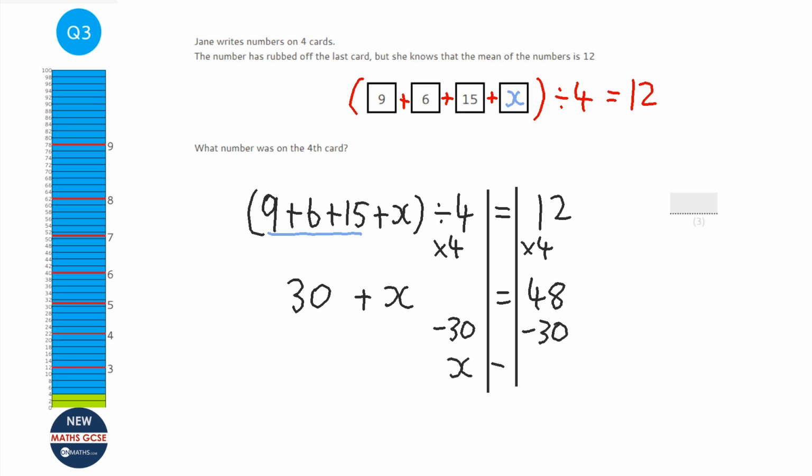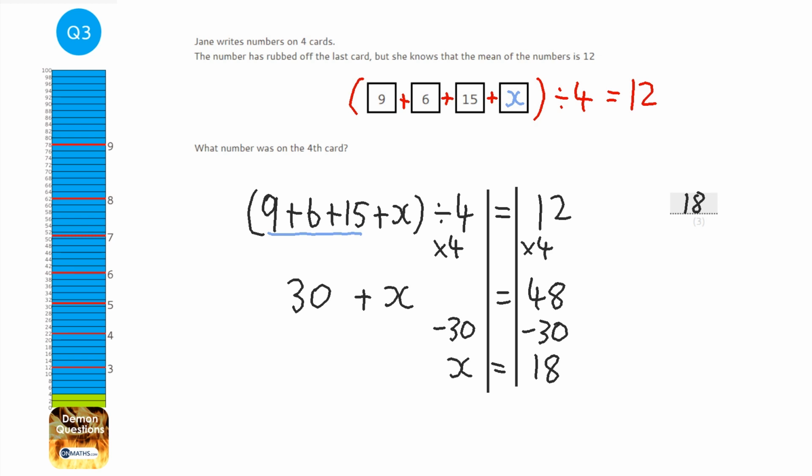So we've got x equals 18. I know the answer is 18, but I can check that, just to check whether I've got it right. So 9 plus 6 plus 15 plus 18 is going to be 48. 48 divided by the amount of numbers, which is 4. So 48 divided by 4 is 12.